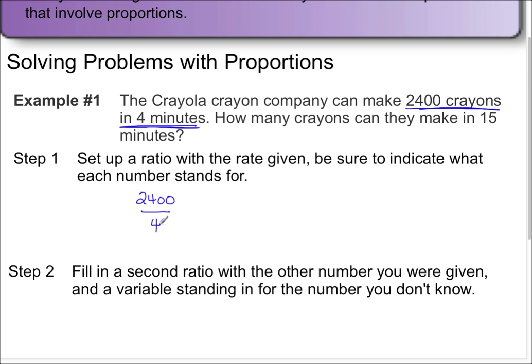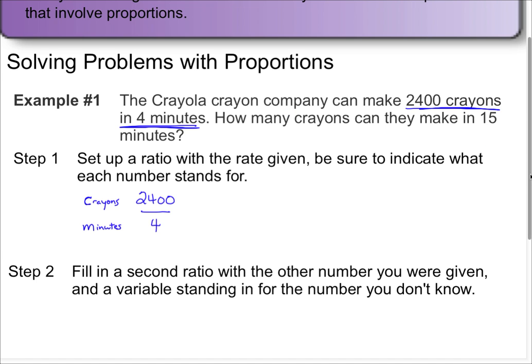Now this is going to be a little bit different than how we worked with rate before. I'm going to put something over here, crayons and minutes, just so that I know what these numbers stand for. Be sure to indicate what each number stands for. So this stands for crayons and this stands for minutes, and you can put the whole word there if you want to. Just make sure you know what these numbers are for.